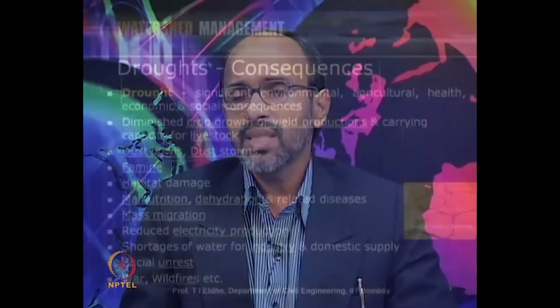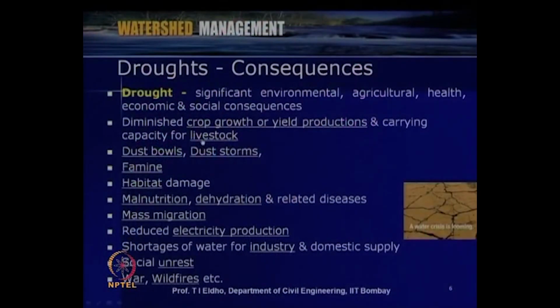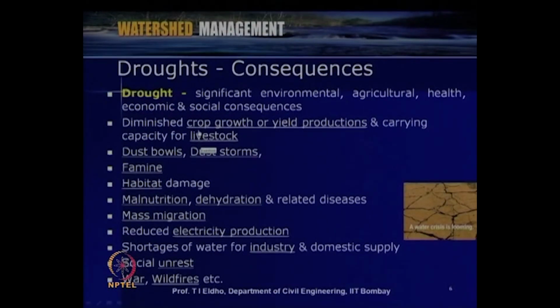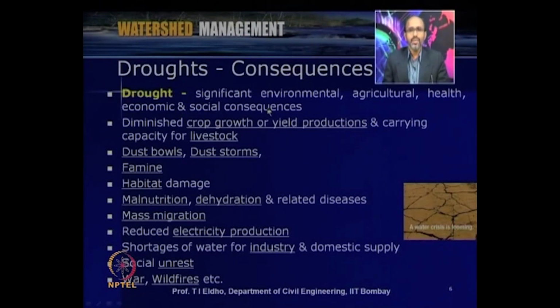Here I have listed various consequences. As I mentioned earlier, there are significant consequences on the environment. So, environmental consequences, consequences on agriculture, then health and economic consequences, and social consequences. That way we can classify the drought consequences into environmental, agricultural, health, economic and social consequences. Some of the important consequences I have listed here.